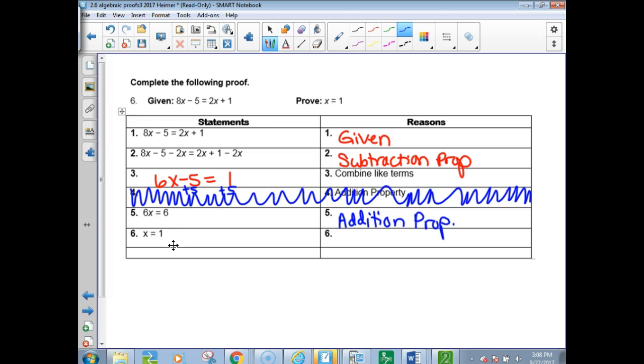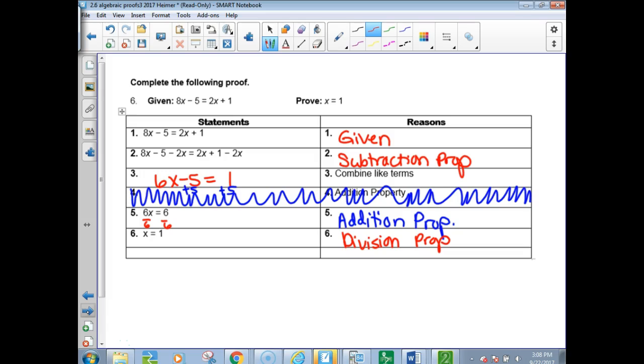What would be the next thing for us to do? All right, so your next reason is division. You're doing division property to get to x equals 1. You want to show it like this? You may. You don't have to. Okay?